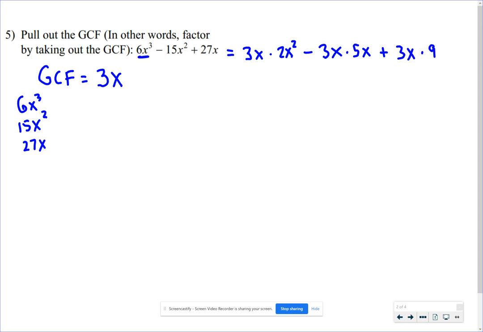We can write each term as the GCF times some other factor. And then we pull out the GCF, which is undistributing. So we have 3x times, in parentheses, 2x squared minus 5x. Every one of these, I'm pulling out the 3x. So what's left is the 2x squared, the minus 5x, and a plus 9.